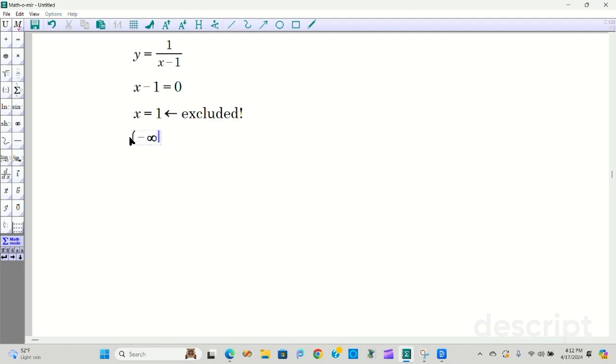Parentheses, negative infinity, comma 1, close parentheses, U for union, then 1 to positive infinity.